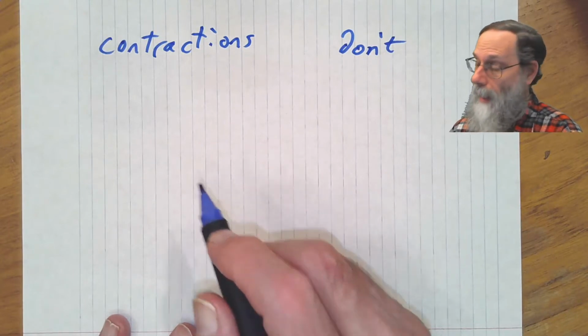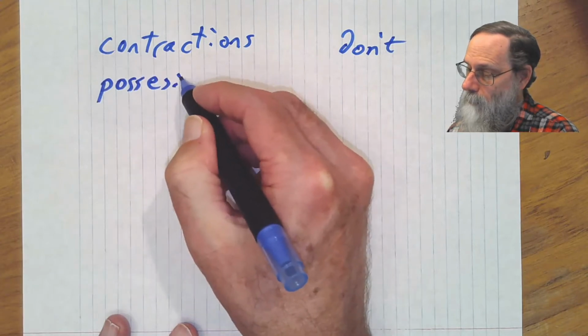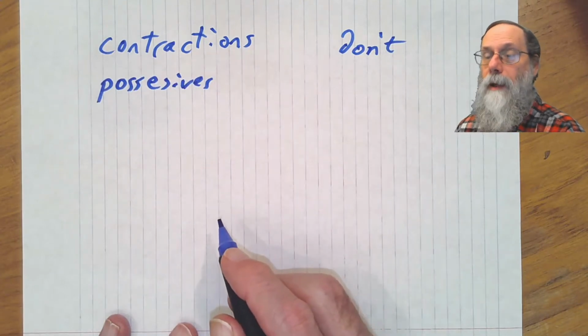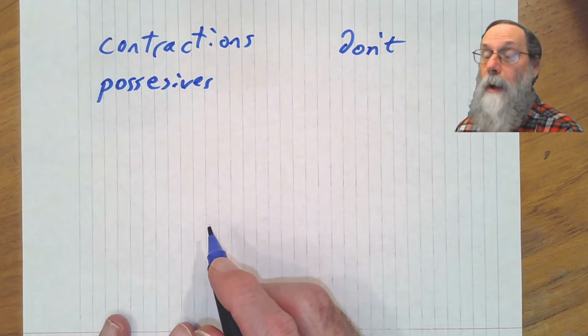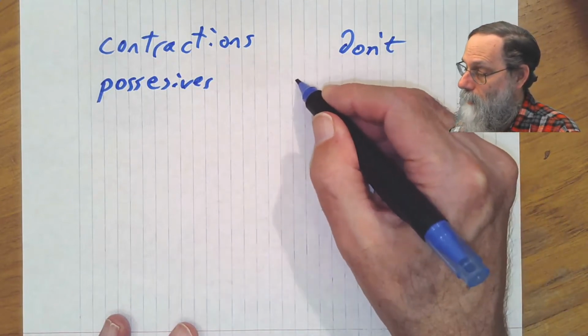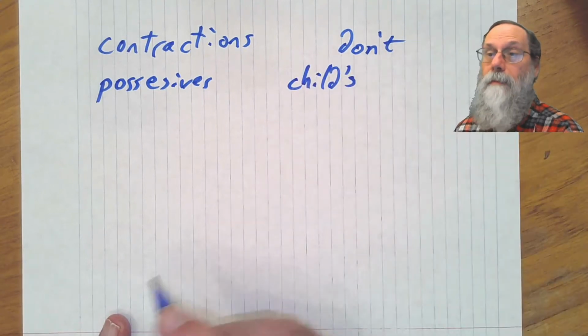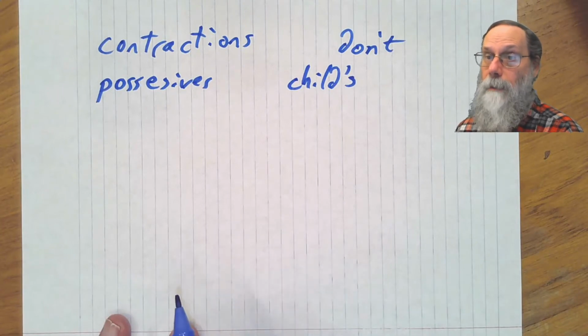The other use we have is for possessives. And there we have apostrophe S at the end of a word. For instance, child's, to indicate something possessed by the child.